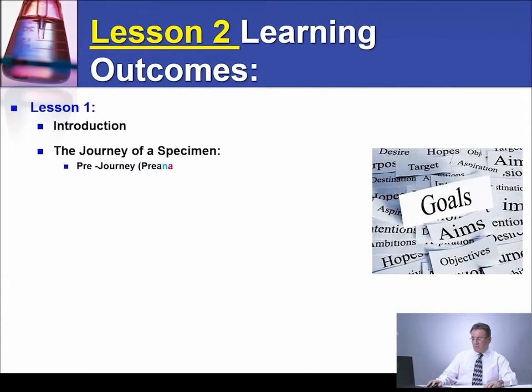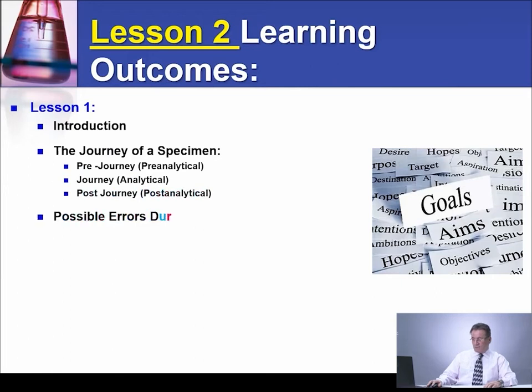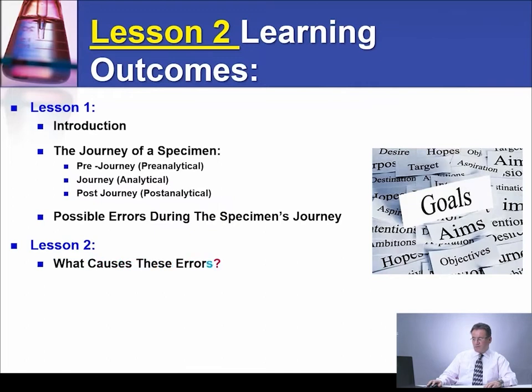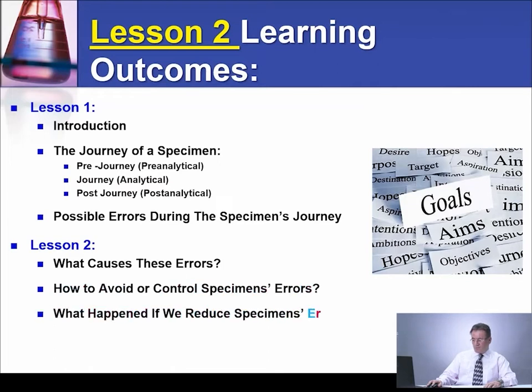If you recall, in lesson 1, we talked about an introduction. We talked about the journey of a specimen: pre-analytical, analytical, and post-analytical. And we talked about the possible errors during the specimen journey. In this lesson, lesson 2, we'll cover what causes these errors, how to avoid or control these errors, what happens if we reduce these specimen errors, and what happens if we don't, and a brief summary.